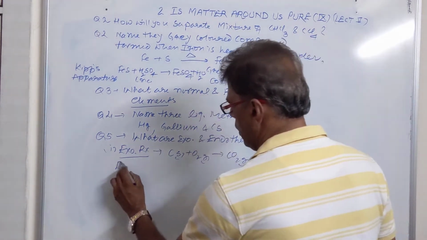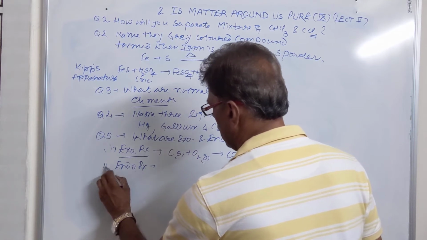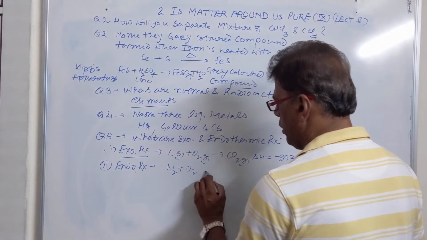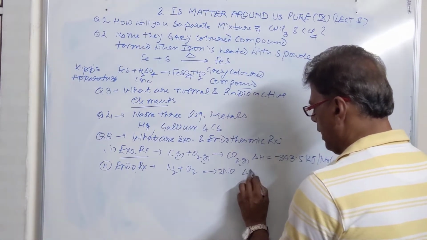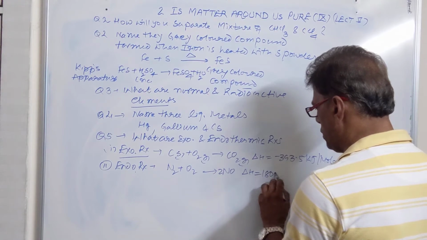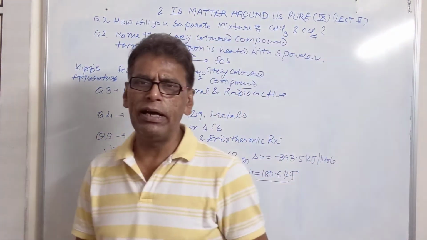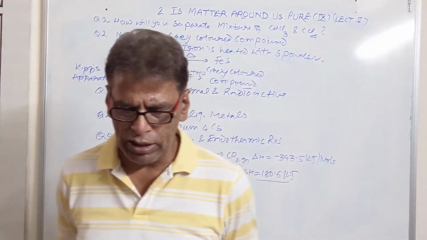Similarly, we have endothermic reactions. Endothermic reactions are those reactions which are accompanied by absorption of heat when they proceed. N2 and O2 combine to give 2NO. Delta H in this case is 180.6 kilojoule. This is an endothermic reaction. So in endothermic, the heat is taken in. In exothermic, heat is lost from the system.